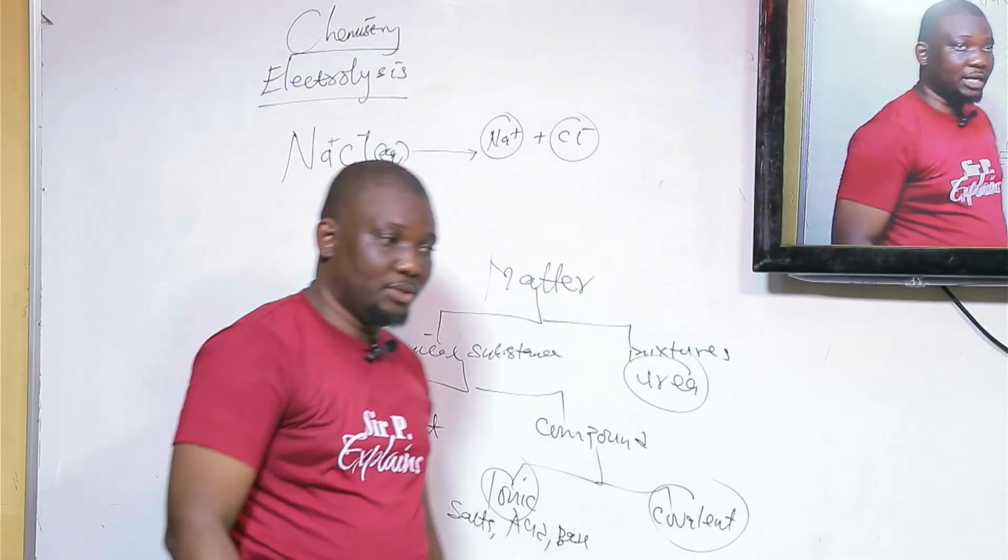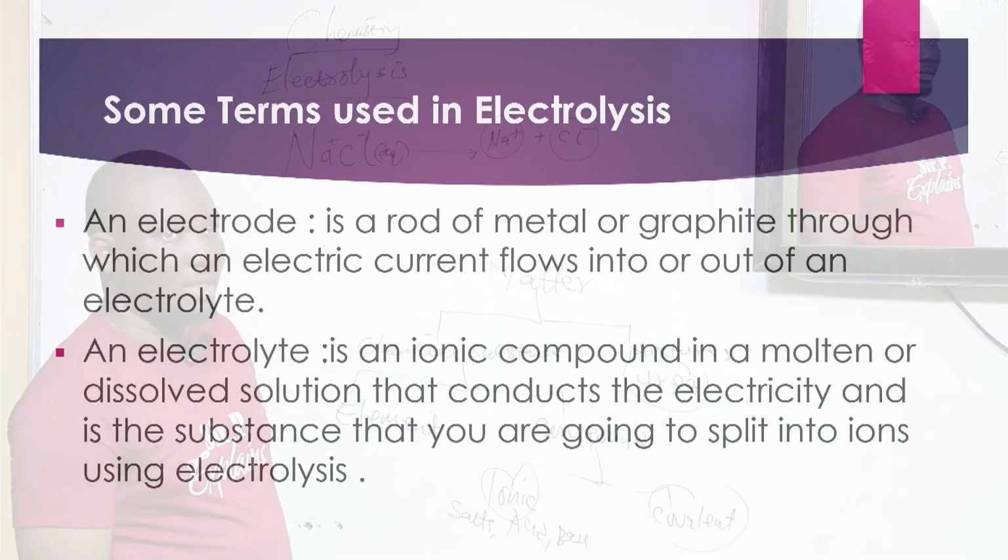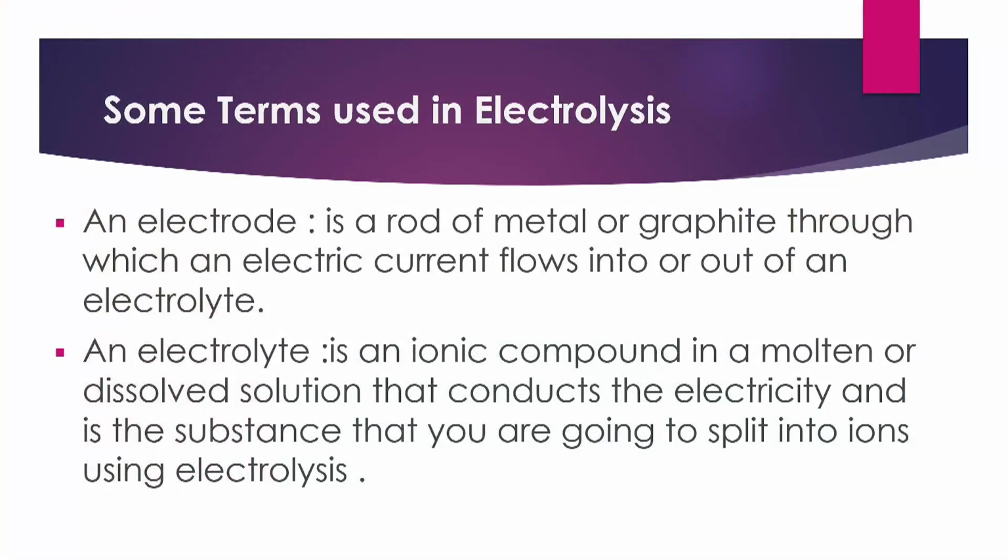Let's look at some terms used in electrolysis. One, we have the electrode. An electrode can be a metal. Okay? It can be a metal.